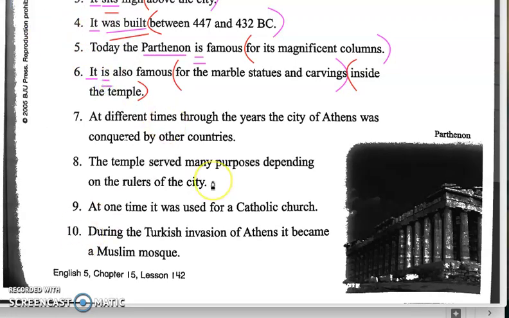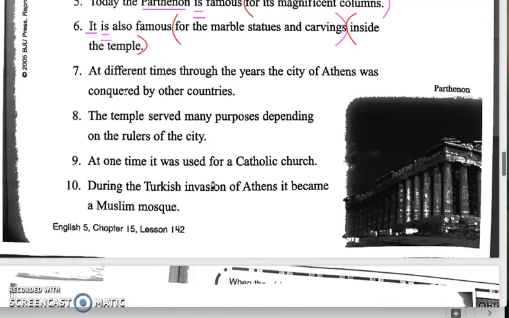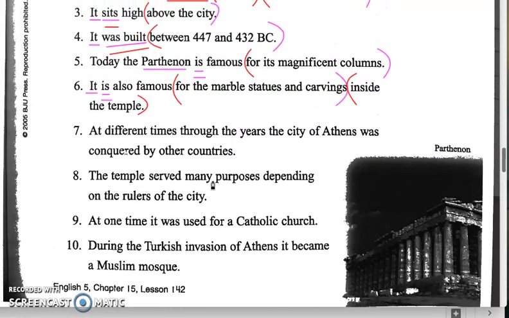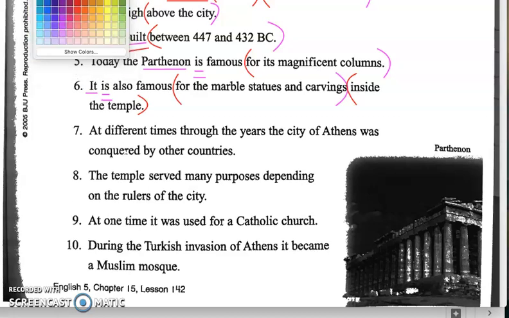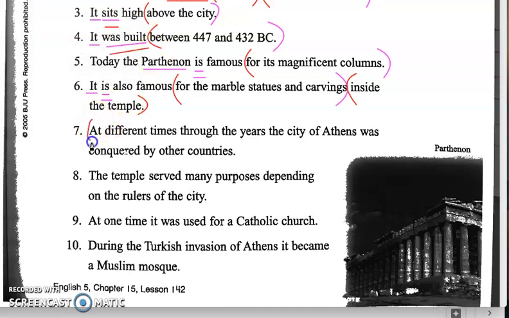Okay, number 7. At different times through the years, the city of Athens was conquered by other countries. Whew, that is a mouthful. Okay, we do have a comma here because, well, let's first do the prepositional phrases. At what? At different times. Through what? Through the years. So through is a preposition, at is a preposition. By what? Other countries. Countries is the object.